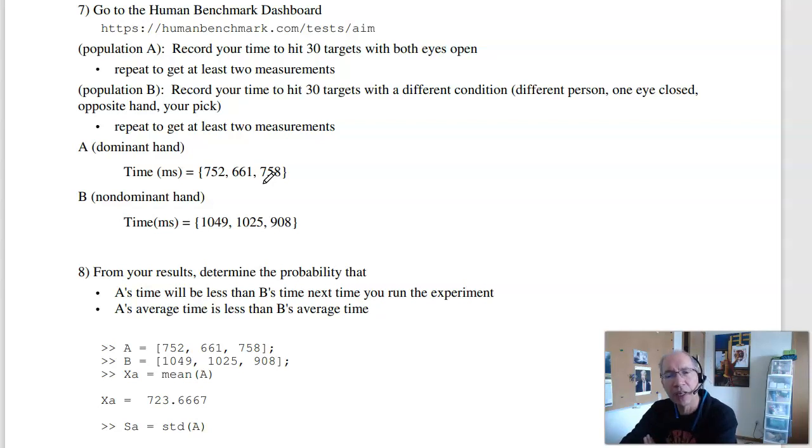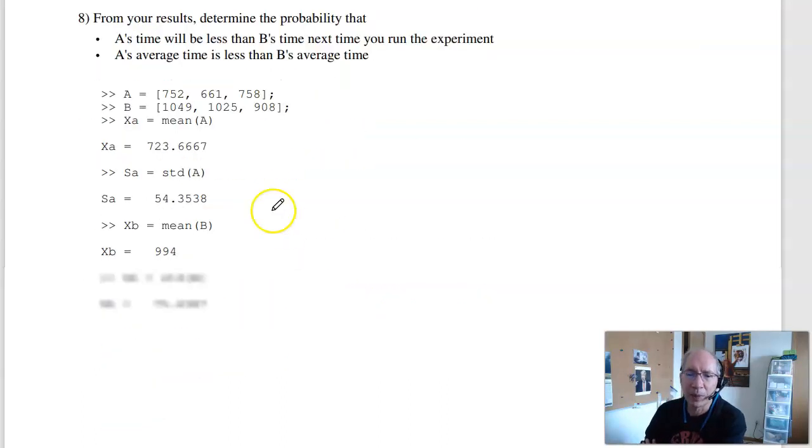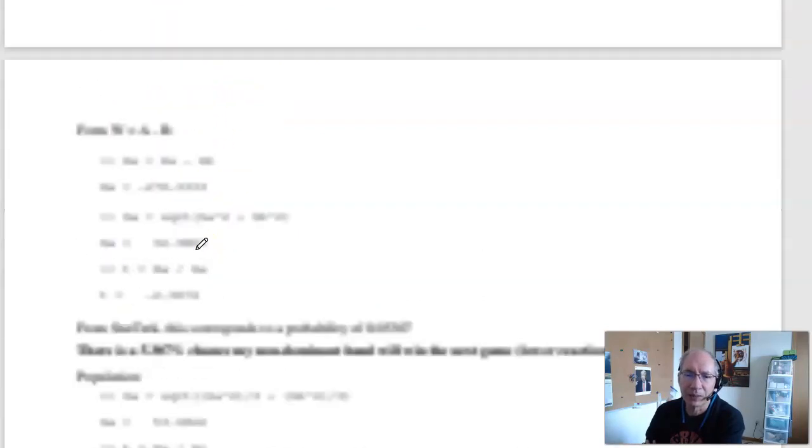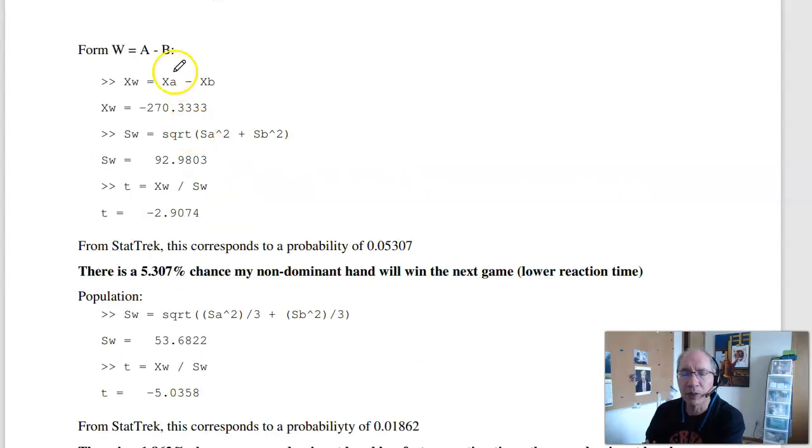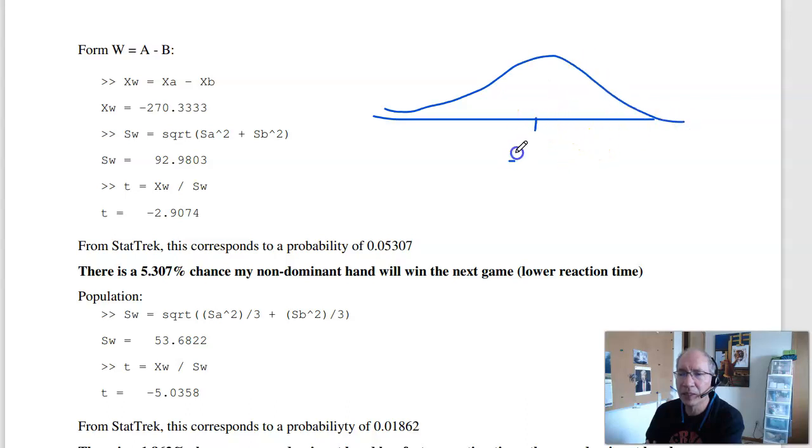I then tried my non-dominant hand, got 3 reaction times. Now let's run a t-test. Is my dominant hand quicker than my non-dominant hand? Well, again, same thing we did before. I've got 2 data sets. Find the mean, find the standard deviation. For a new variable W, the difference between the two. W has a mean. Here the mean is minus 270.